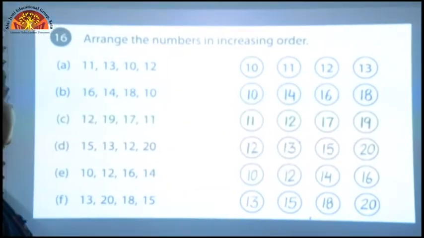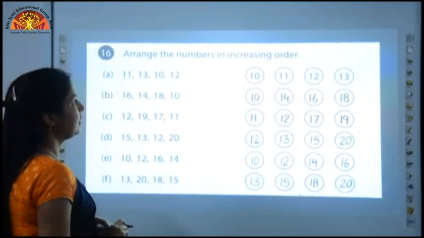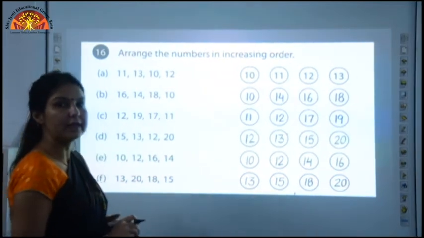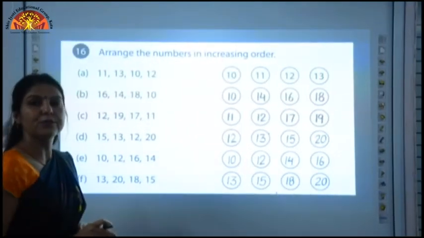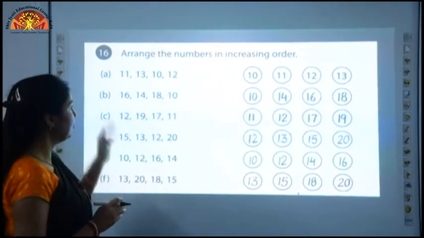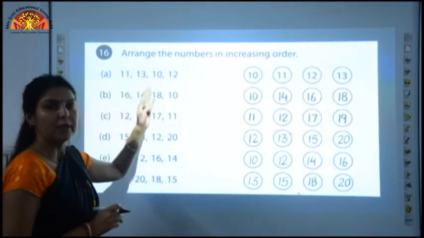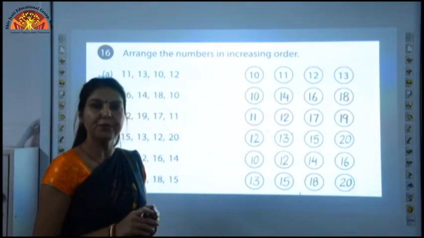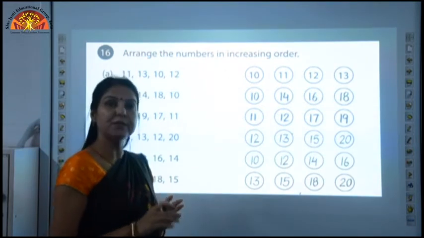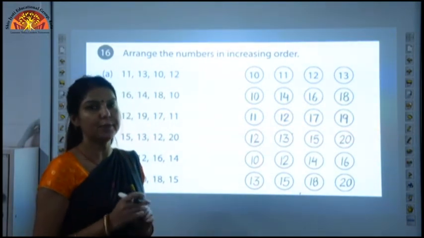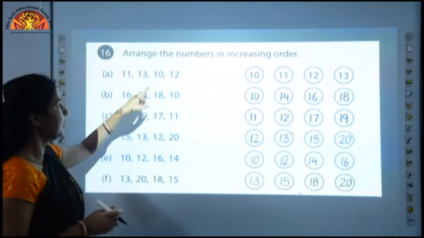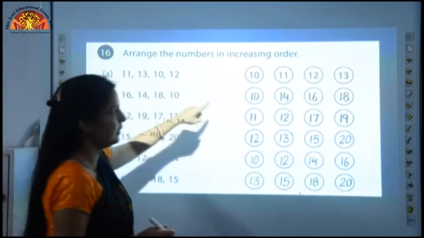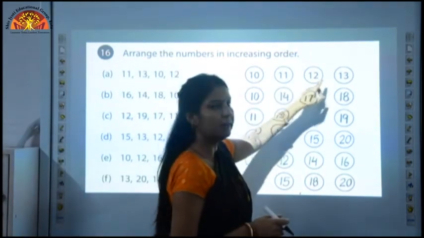Now let's see question number 16. Arrange the numbers in increasing order. Children, what is increasing order? Increasing means smaller to bigger. Here you have to find out a smaller number. Now you know very well which number is smaller and which is bigger. The number which is closer to 0, that will be smaller. So find out the smaller number here. 10 is closer to 0, so first of all we will write 10, then 11, 12, 13.